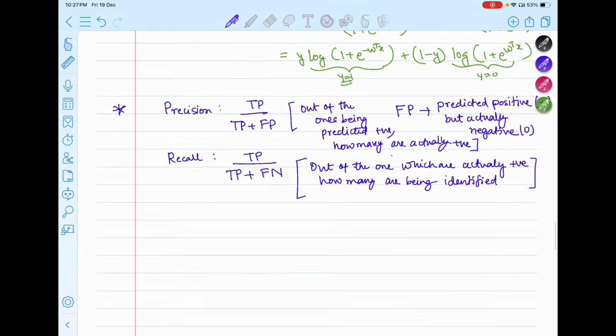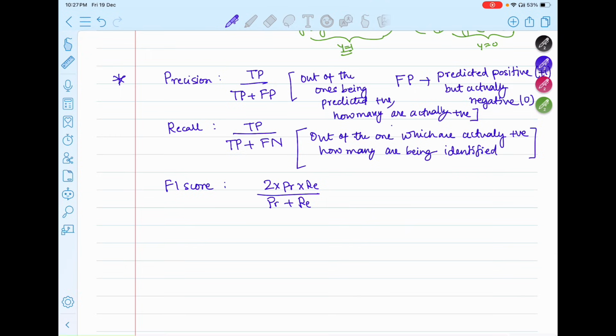Fine. There is one more metric which is F1 score. F1 score is nothing but the harmonic mean of precision and recall. So it's like 2 times precision times recall divided by precision plus recall. And for every logistic regression problem, there is a threshold. The threshold is typically 0.5, but it can be some other threshold also, let's say some capital T.